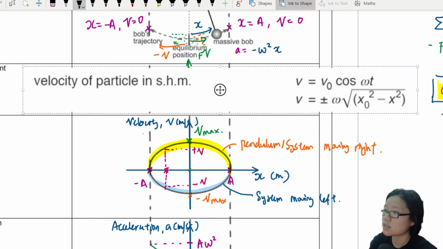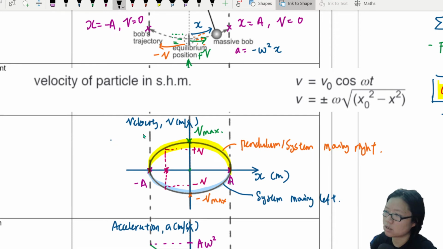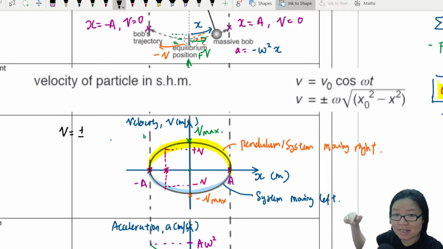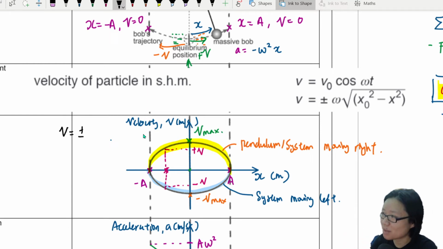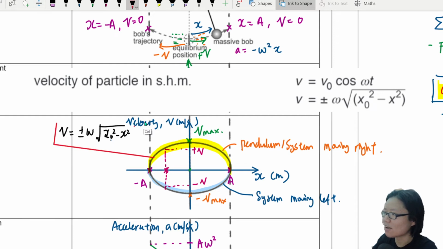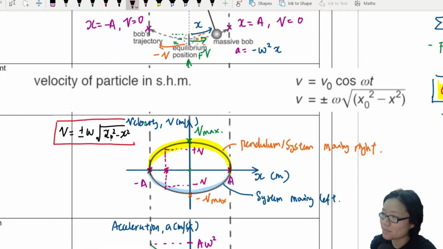So just for completion's sake in the notes, I will write something here where the equation of the line, this equation of v is equal to plus minus. Oh, that's why I got both positive, negative. Yes, correct. Okay, so plus minus, hang on, where did my omega go? Plus minus omega square root of x naught squared minus x squared. Okay, this one is an important equation, but also thankfully it's an equation that is given to you.